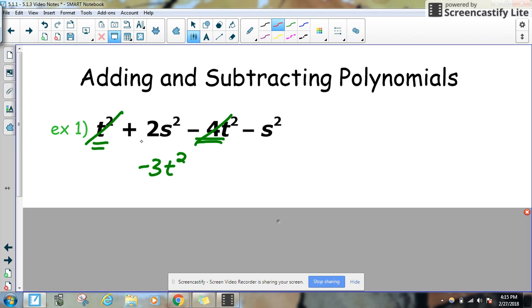And then we look to the s squareds. And I ask, do we have any other s squareds? Yes, we do. We have 2s squared minus 1s squared, which would just give us s squared. So that would be the final answer.